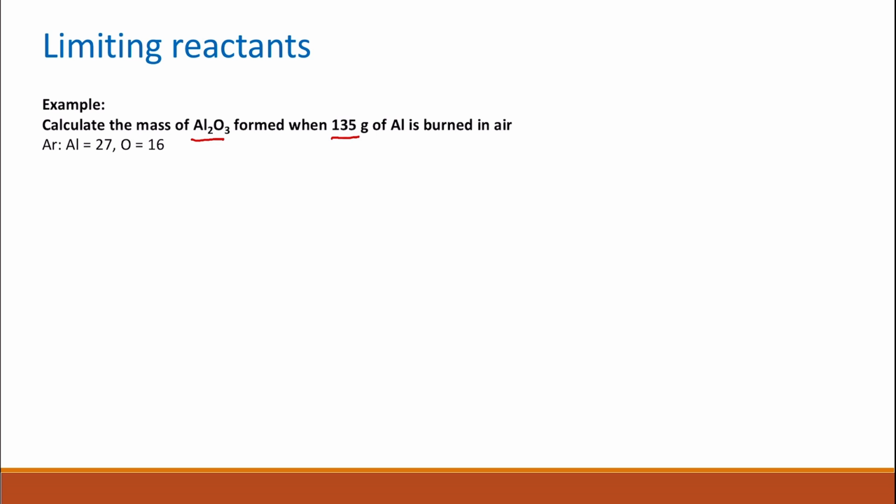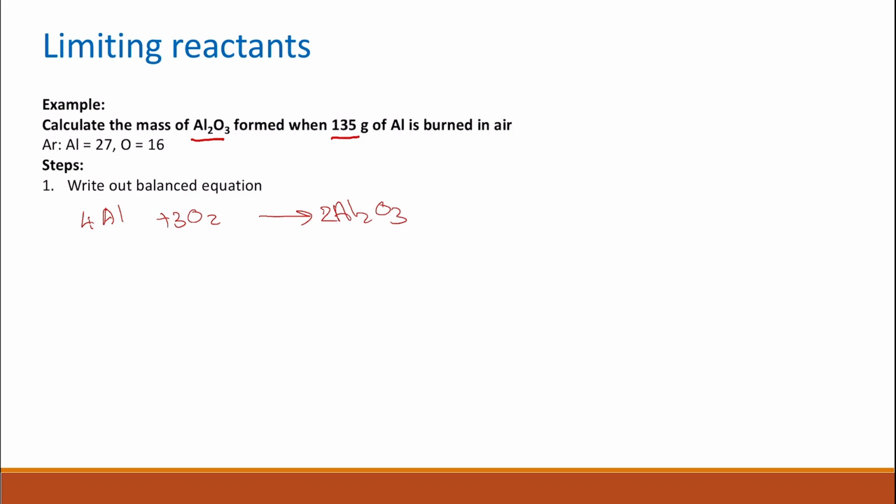So before we even start the first step, the most important step for this is to write out the balanced equation. So the reaction is between aluminum and oxygen that gives you aluminum oxide. When you balance your equation, you're going to find that 4 aluminum will react with 3 oxygen to give you 2 aluminum oxide. So this is your balanced equation.